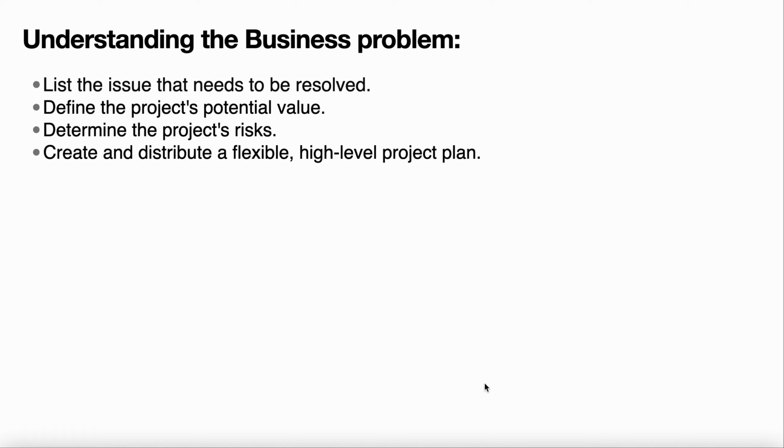Understanding the business problem. First, you need to understand what the problem is. List the issue that needs to be resolved. Define the project's potential value. Determine the project's risk. Create and distribute a flexible, high level project plan.